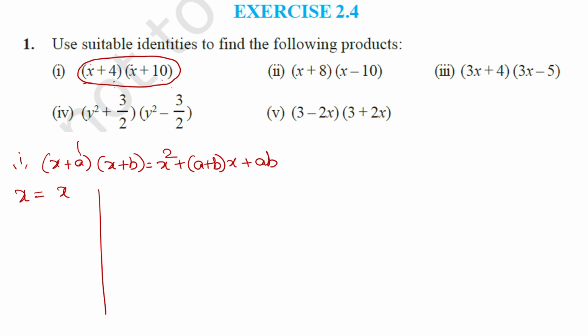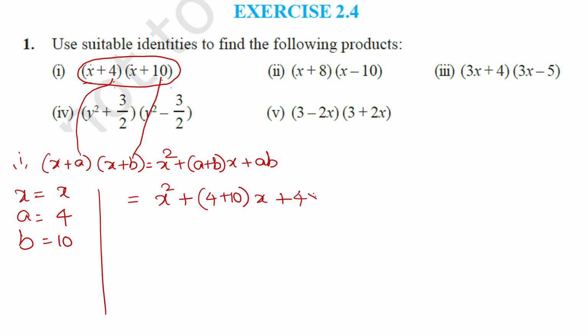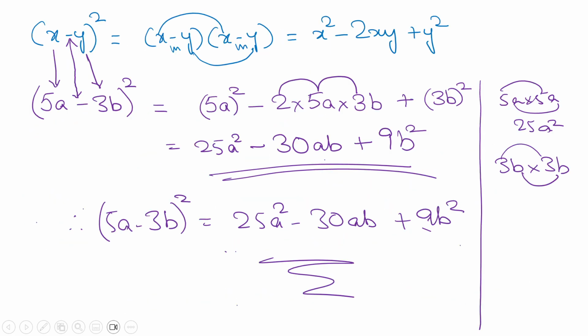So x is equal to x, and what is in place of a? a is equal to 4, and what is in place of b? So b equals 10. Let us substitute. That is equal to x² plus, what is a plus b? 4 plus 10, times x, plus what is ab? 4 into 10.